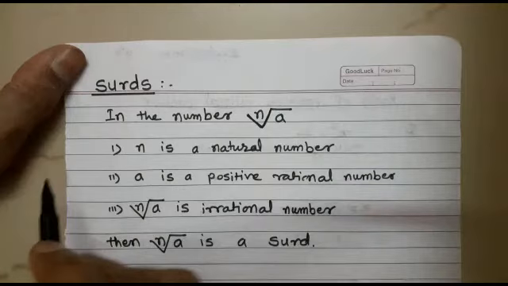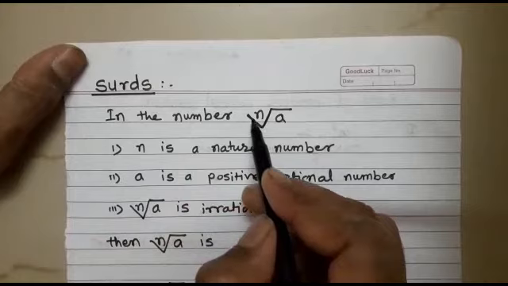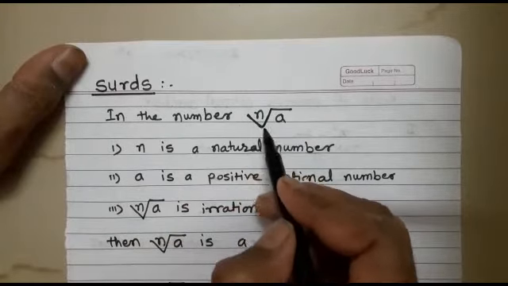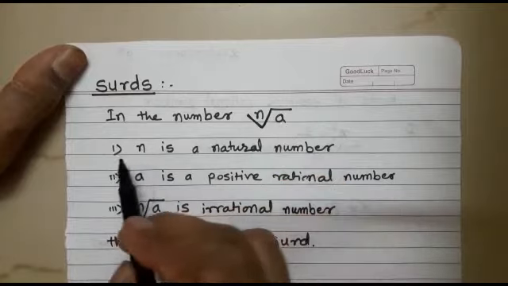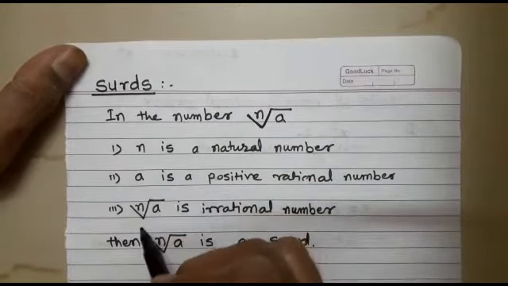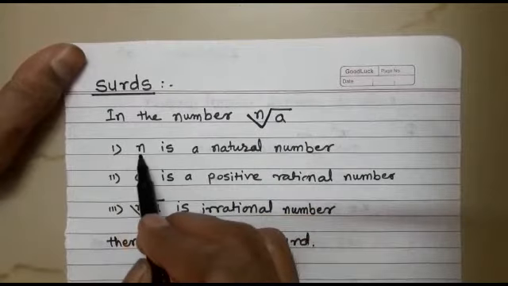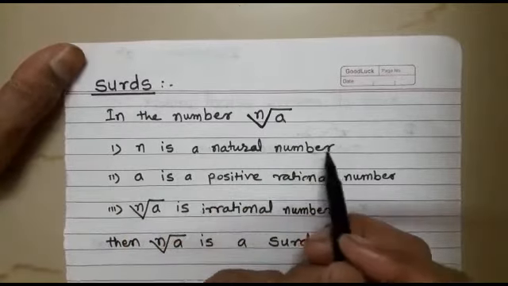By learning these three examples, now we are learning the surds. In the number nth root of a, how to read? Nth root of a. Three conditions are necessary. n is a natural number.